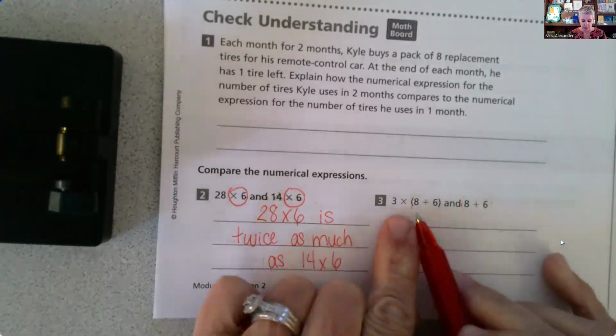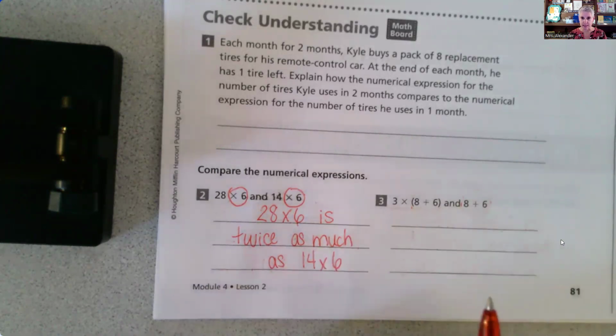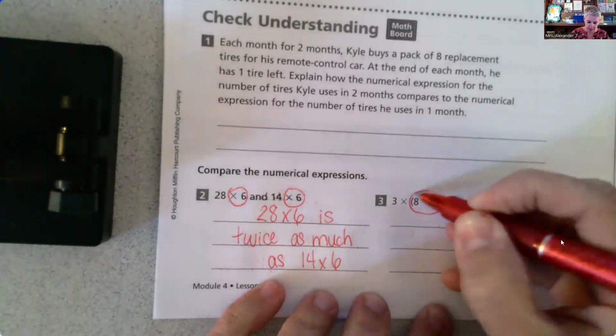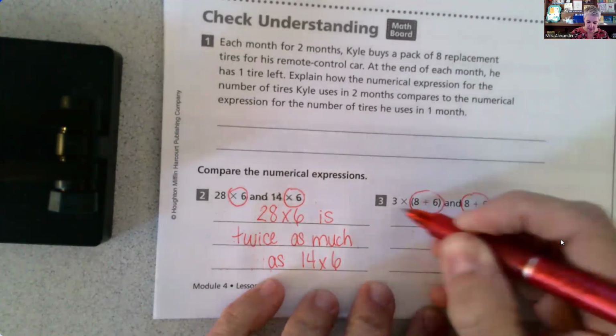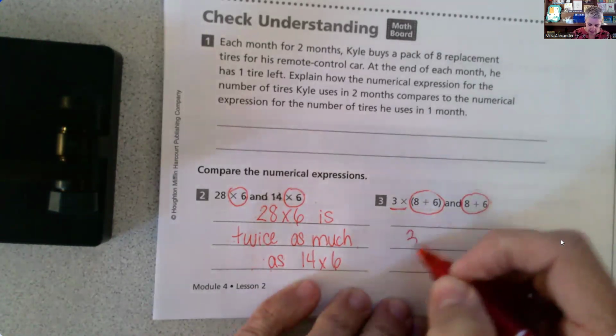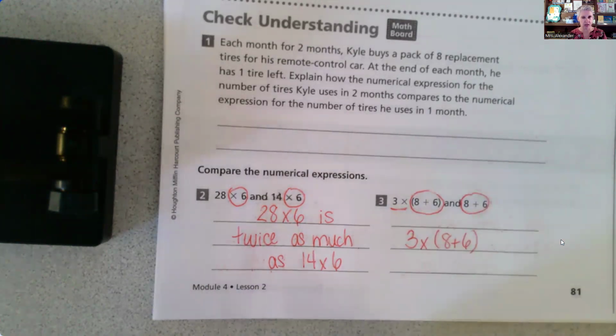The next one, 3 times the sum of 8 plus 6, and 8 plus 6. Again, look at what's the same. We have 8 plus 6. Now, compare that. We have a little bit extra on that first expression. We have 3 times the sum of 8 plus 6. Did you need to pause?